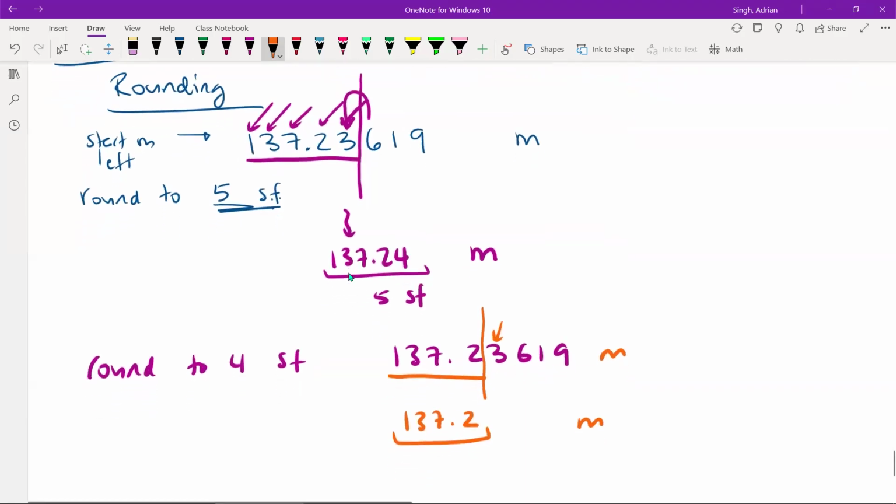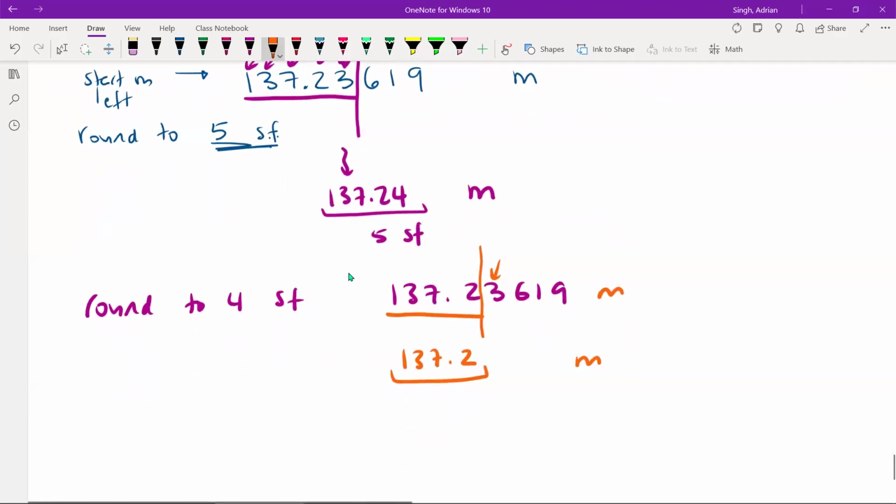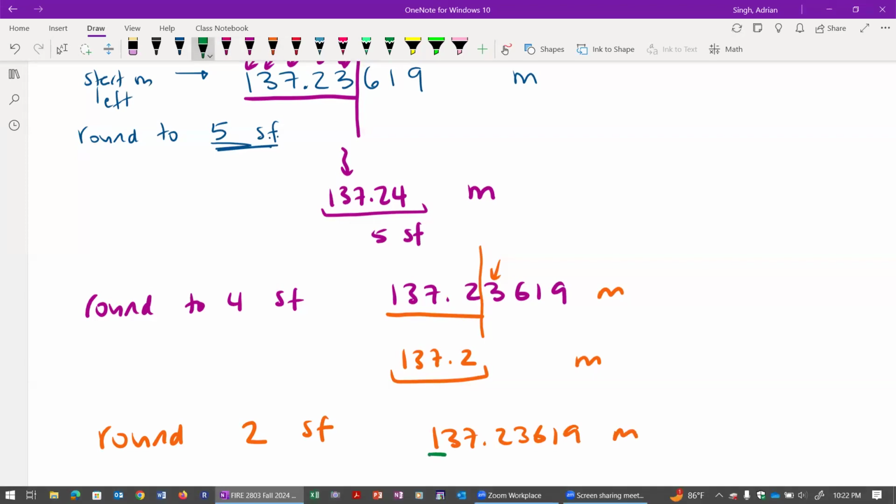Now if I would instead round this to, let's say, 2 significant figures, I have 137.23619. Again, start at the left and work my way across. This is the first, this is the second. So I'm going to draw a line right after the 3. Those are my 2 sig figs.